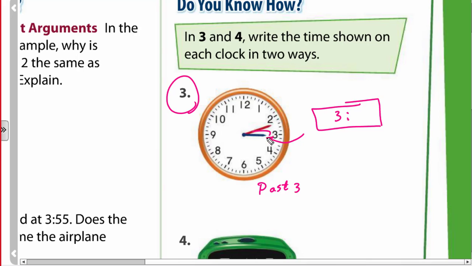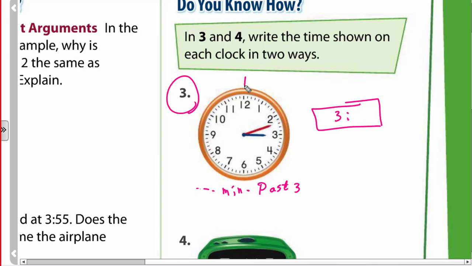So the hours here, my heroes, is past 3 because it's between 3 o'clock and 4 o'clock. We didn't finish the hour. So it's more than 3. That's why we use 3, because it's after 3. So past 3. How many minutes past 3? That's what we need to find.